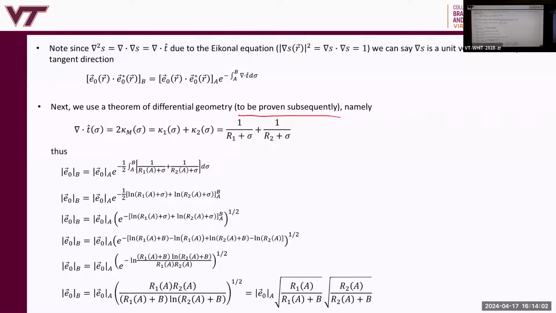Okay, next we use a theorem of differential geometry, and that is in this presentation. I'll show you in the next slide or two, so it will be proven that the divergence of t is nothing but twice the mean curvature of the wavefront. All right? Okay, so the divergence of t is twice the mean curvature, which is kappa 1 of sigma plus kappa 2, right? Which is 1 over r1 plus sigma plus 1 over r2 plus sigma.